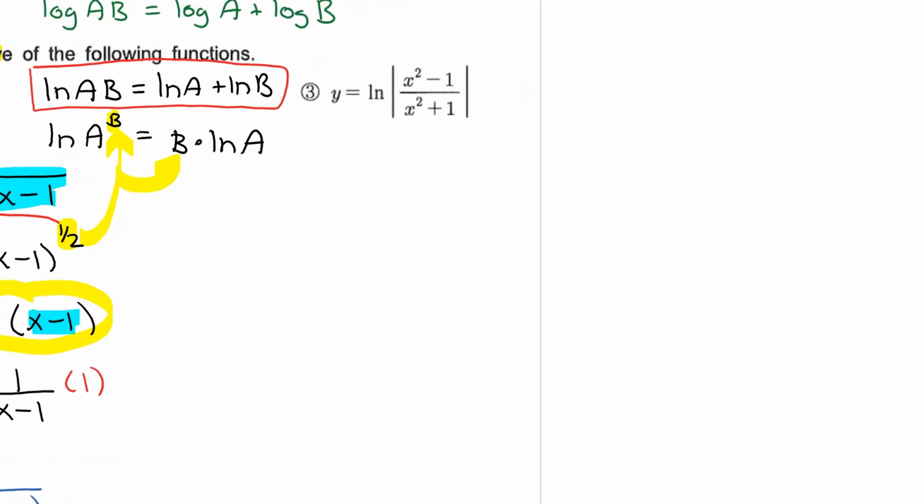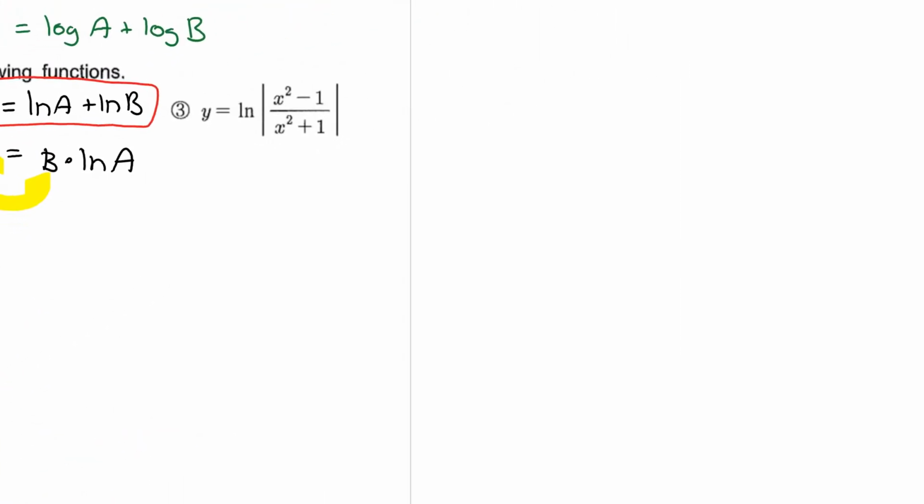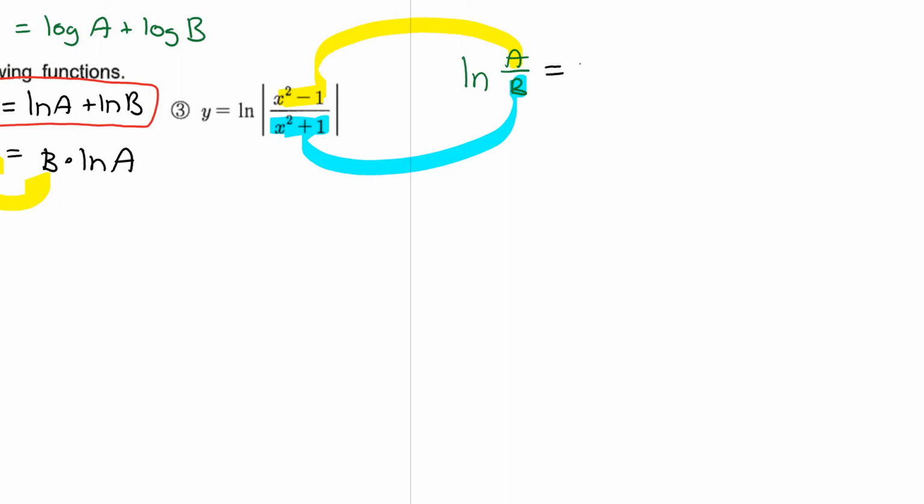Okay, let's move on to question number 3 here. For question number 3, I want to use some of the logarithmic properties. If I have ln of a over b, which is the case in this particular problem, because my a is this x squared minus 1, and my b is this x squared plus 1. Using my logarithmic properties, if you're dividing, you can expand this by doing ln a subtract ln b. So let's go ahead and apply this logarithmic property to the original problem.